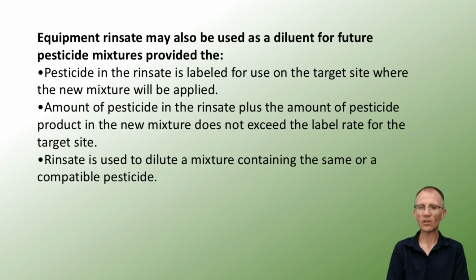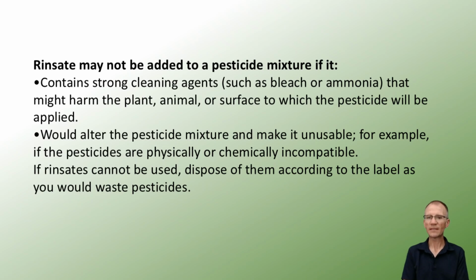Rinse aid is used to dilute a mixture containing the same or a compatible pesticide. Rinse aid may not be added to a pesticide mixture if it contains strong cleaning agents such as bleach or ammonia that might harm the plant, animal, or surface to which the pesticide will be applied, or would alter the pesticide mixture and make it unusable. For example, if the pesticides are physically or chemically incompatible. If rinsates cannot be used, dispose of them according to the label as you would waste products.